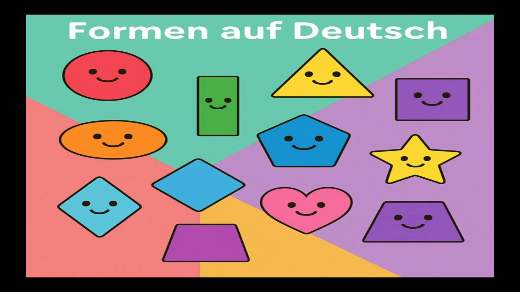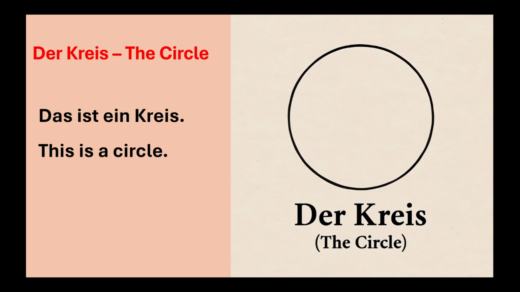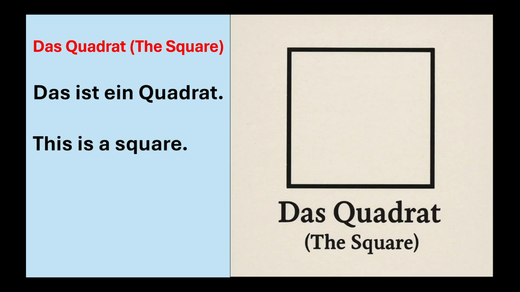Guys, let's learn Formen auf Deutsch. Der Kreis, the circle. Das ist ein Kreis. This is a circle. Das Quadrat, the square. Das ist ein Quadrat. This is a square.